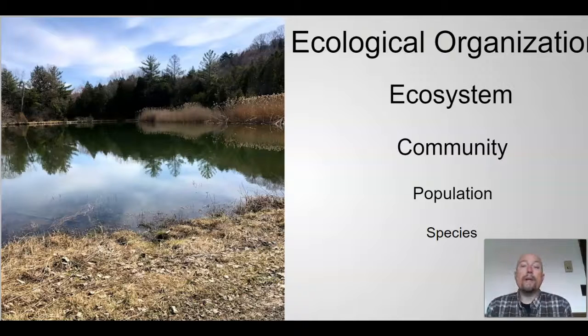So that's kind of how it's organized, from smallest to biggest. So there's all kinds of ecosystems. There's forest ecosystems, pond ecosystems, desert ecosystems, coral reef would be an ecosystem. All right, let's move on.